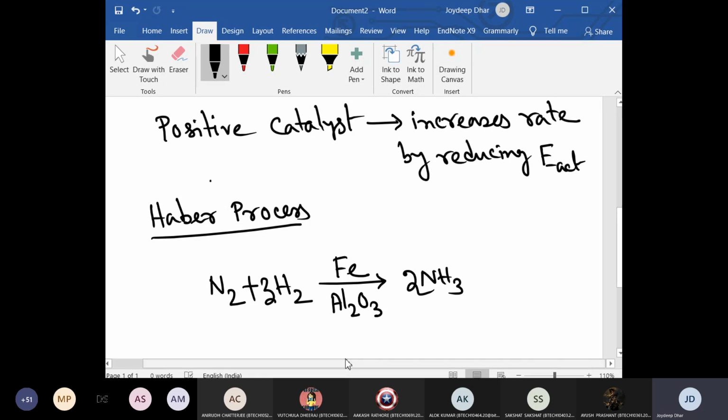So what is this species, aluminum oxide? What is its general name? Promoter. Okay. So it will increase the activity of the catalyst. So iron will act as catalyst, and aluminum oxide or chromium oxide, some other transition metal oxide, will increase the activity of the catalyst. Okay, so that will be known as promoter.